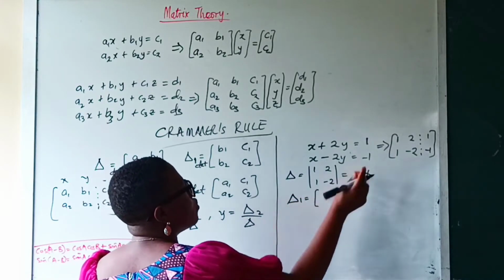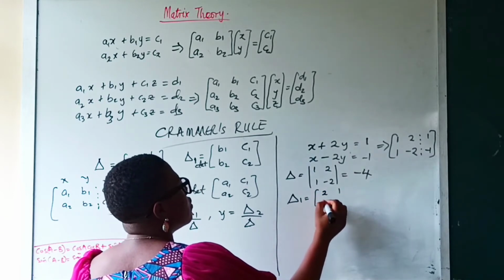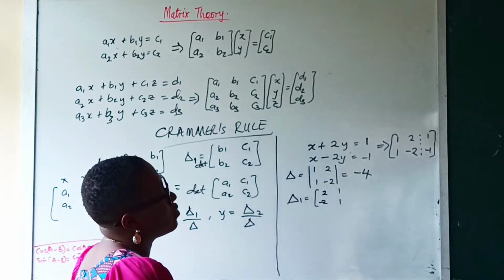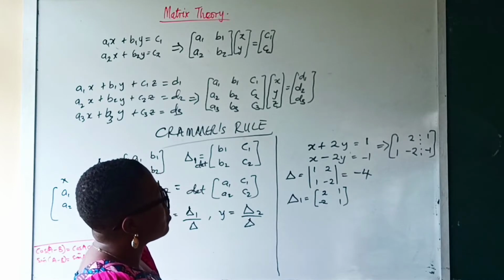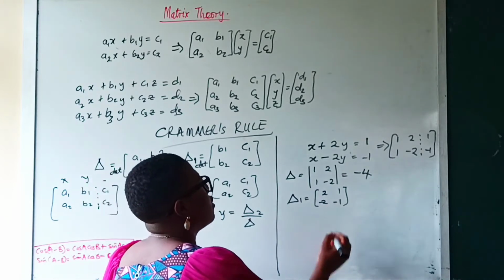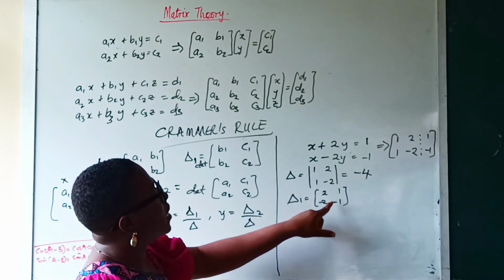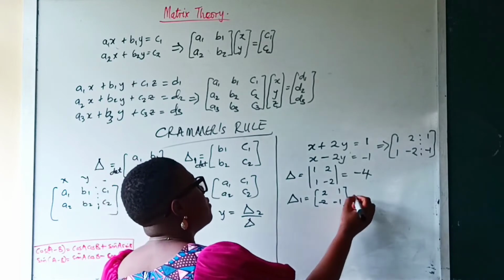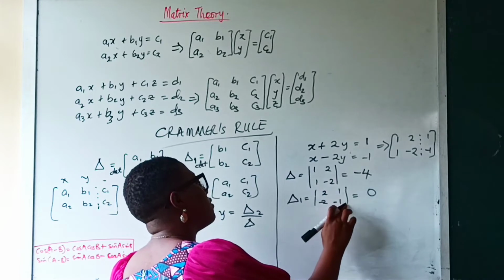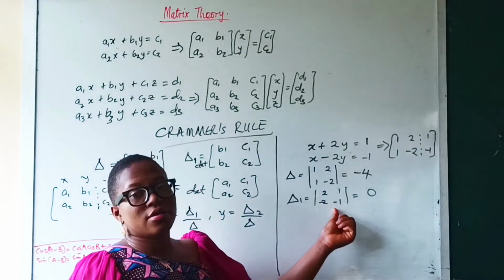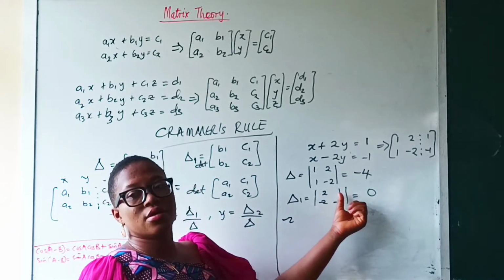D1 is equal to, you close this column and use this one, so you have 2, 1, minus 2, 1. Check it now: 2 times 1 minus 2 times 1 is 0, so it should be 0.